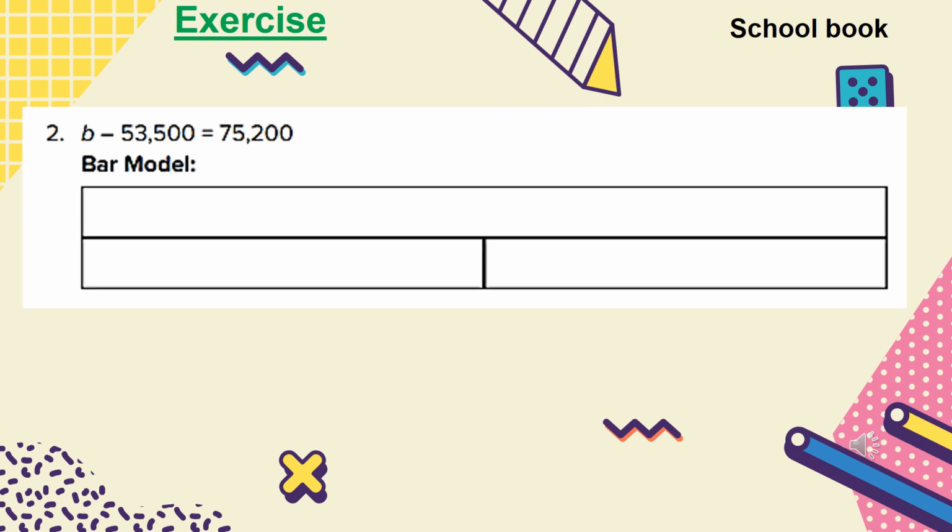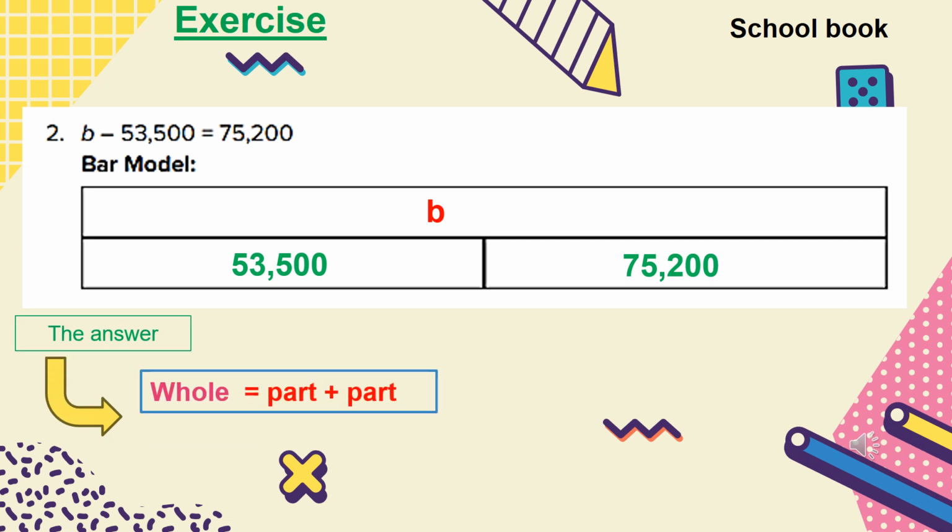The second equation here we have b minus 53,500 equals 75,200. So the whole is here before the sign. So b here is a whole and the two numbers are parts. So to get the whole we will make addition. So we will add part plus part to get the whole. So the whole here, or b, equals 128,700.